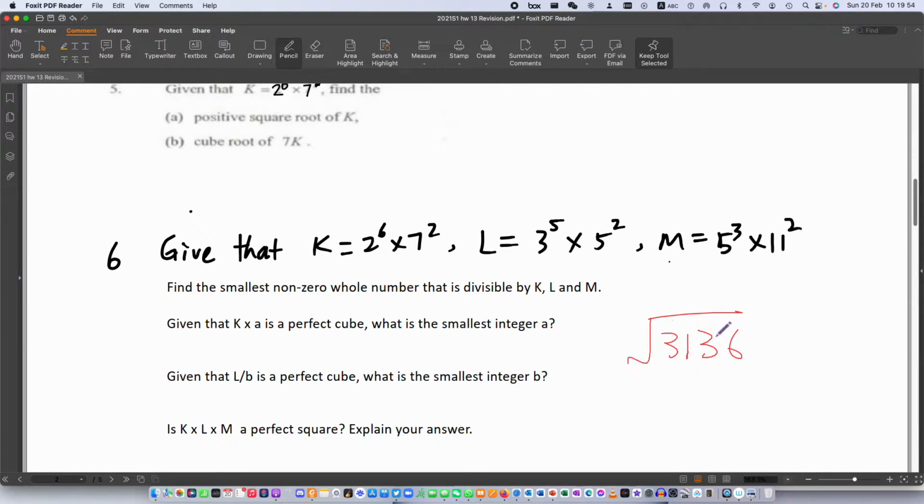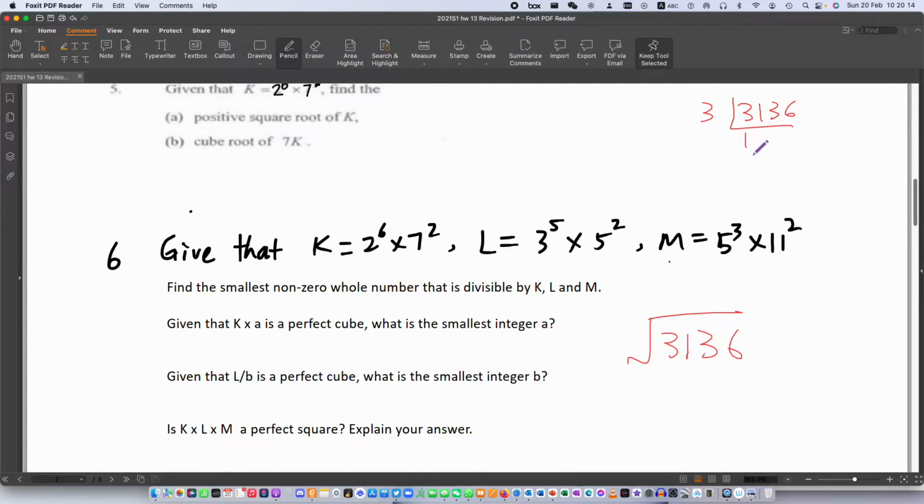So what if they ask you to do square root 3136? You can't see it, right? Without looking at that, you can't see. I cannot tell. So what you need to do is called prime factorization.